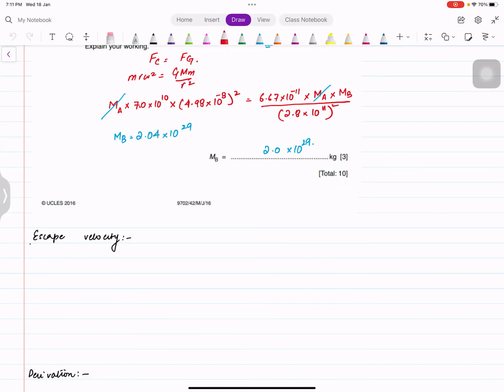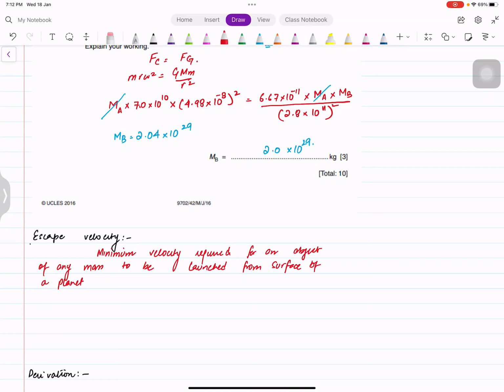The escape velocity is the minimum velocity required for an object of any mass to be launched from the surface of a planet to a point at which potential is zero. Oh, potential is infinity. Sorry, my bad. Zero. Okay.